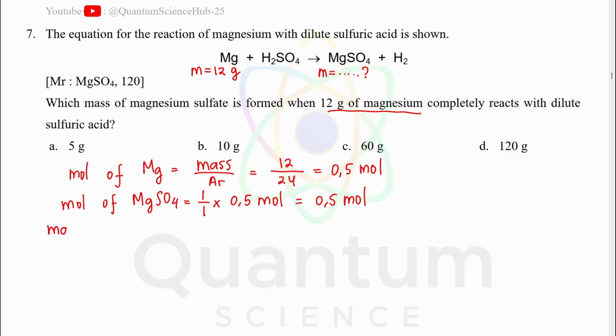Next, we find the mass of MgSO4. So what is the formula? Mass equals mole times MR. The moles of MgSO4 is 0.5 times the MR, which is given as 120. So it equals 60 grams. So the correct answer here is C.